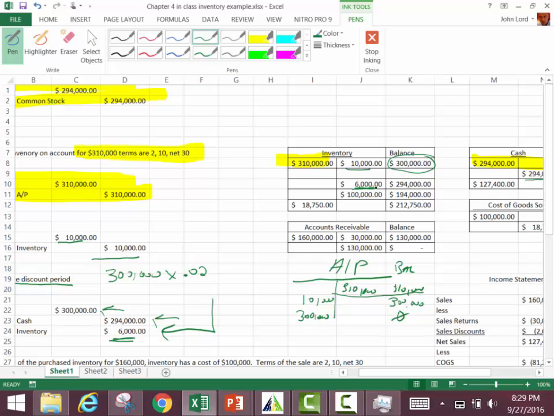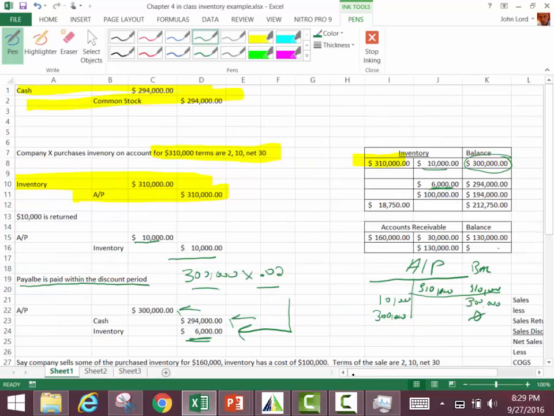Okay. So again, I have this 2% discount. That means that the guy is going to be willing to accept $294,000 of cash to pay this thing off. I have a $6,000 discount. That $6,000 discount has to come out of my inventory because I'm not paying full price for that, right? Okay, good. So I've got that. Now I've got some inventory, and I'm going to start to sell it.